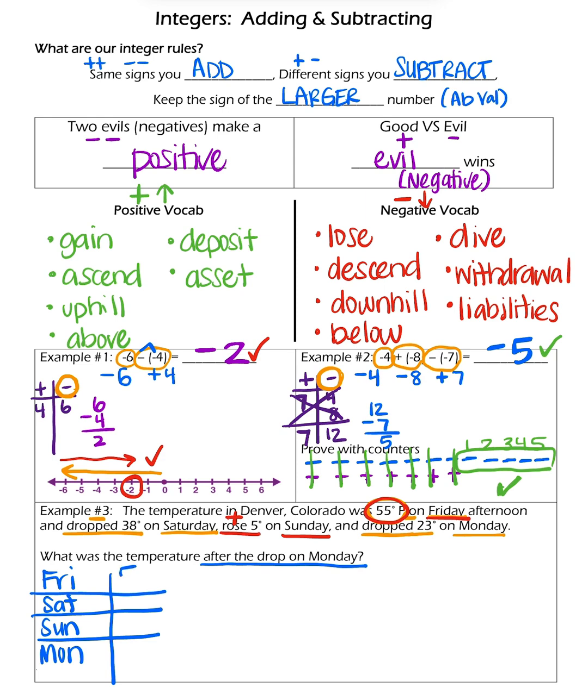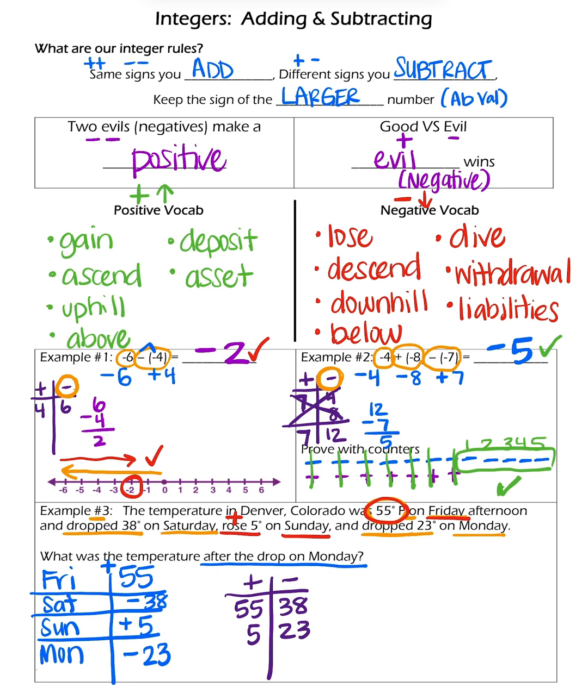So we had Friday, it was a positive 55. Saturday, it dropped 38. Sunday, it rose 5. And Monday, it dropped again 23. So there's all my integers. And so now that I have them all laid out in my table, I can easily create my positive negative table. So 55 belongs on the positive side, 38 is on the negative side, 5 is on the positive, and 23 is on the negative.